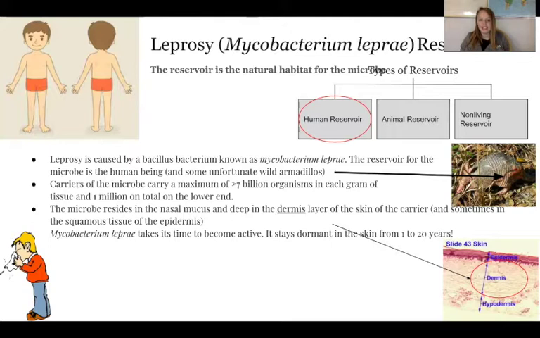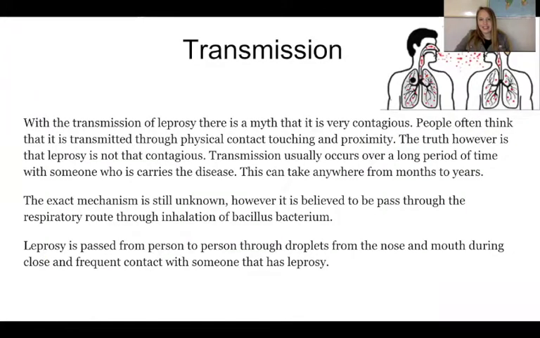The microbe resides in the nasal mucus and deep in the dermis layer of the skin of the carrier, sometimes in the squamous tissue of the epidermis as well. Mycobacterium leprae takes its time to become active. Alyssa talked about that, and the bacterium can stay dormant in the skin anywhere from 1 to 20 years, with an average of 5 years before it becomes active or starts to manifest itself through symptoms and signs. And as we can see, there's a lot of bacterium in each gram of tissue.